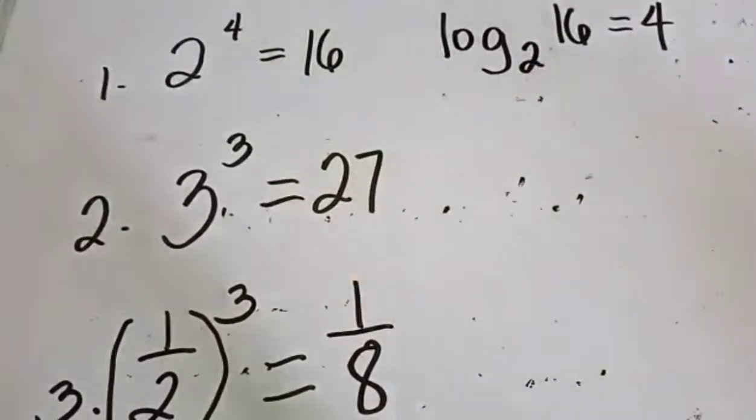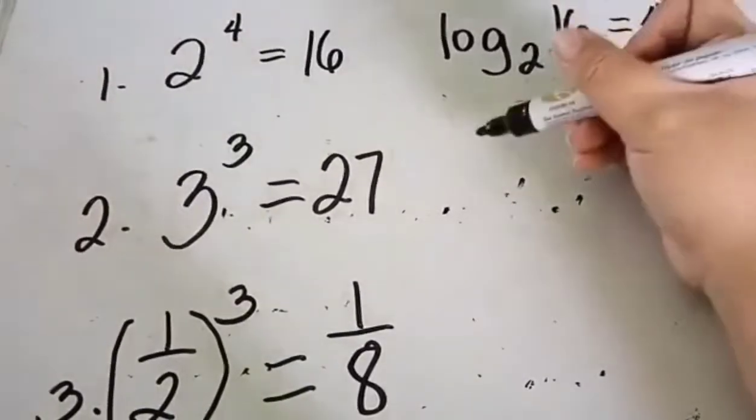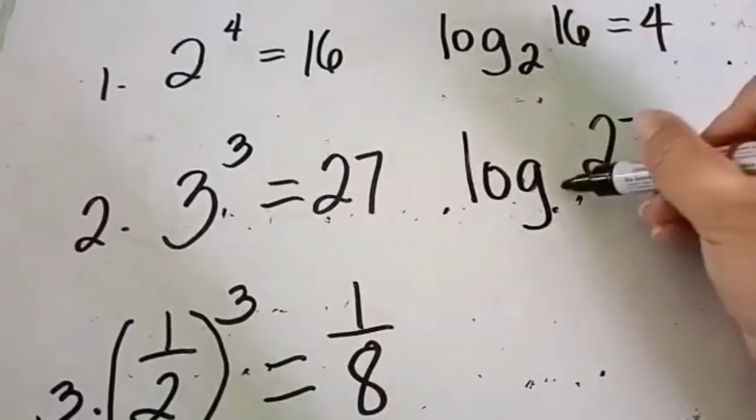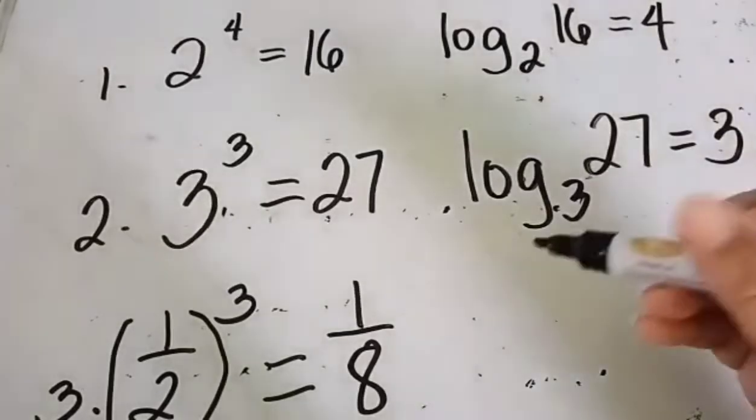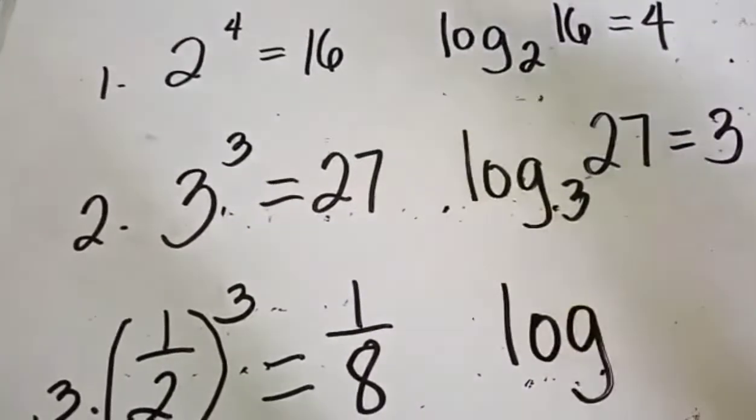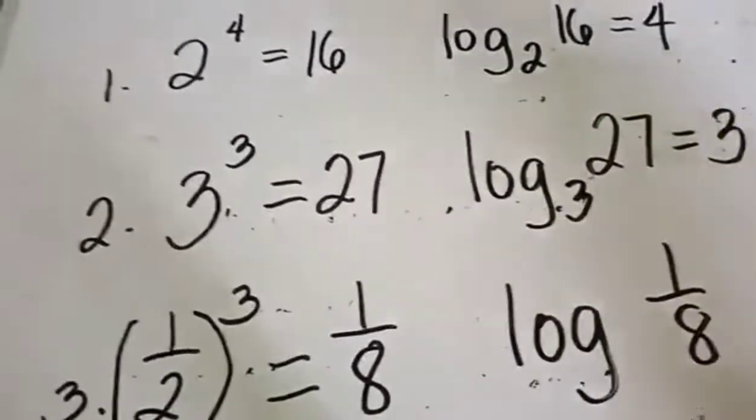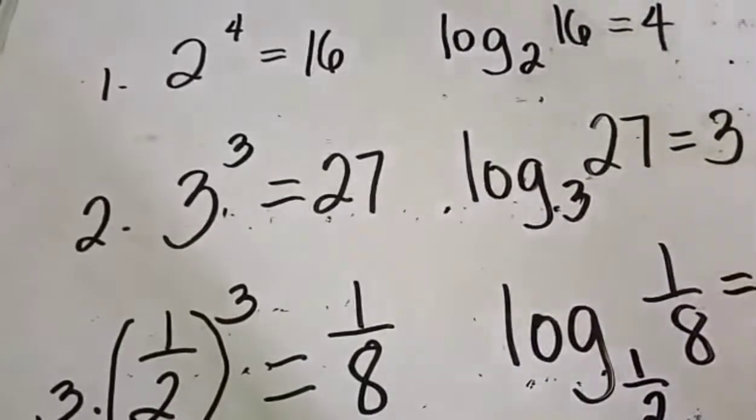Another example, you have 3 cubed equals 27. If we write this in logarithmic form, this is equivalent to the logarithm of 27 to the base 3 equals 3. Another example, (1/2) to the power of 3, or 1 over 2 quantity cubed, equals 1 over 8. This can be written as the logarithm of 1 over 8 to the base 1 over 2 equals 3.